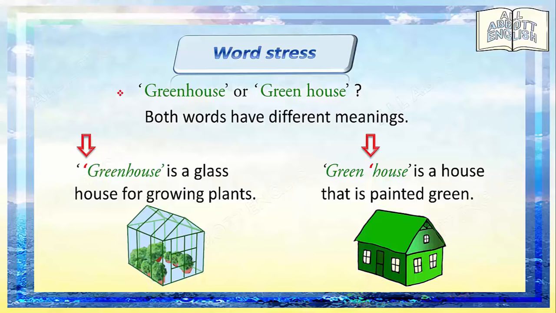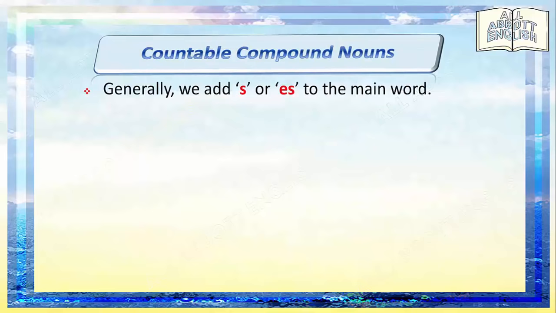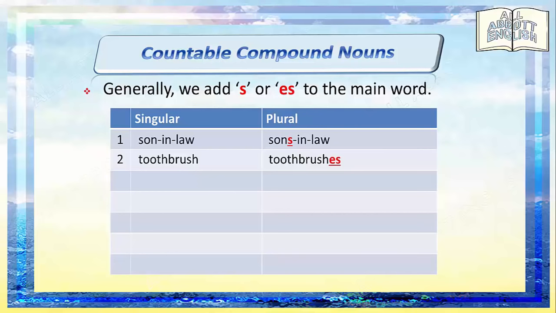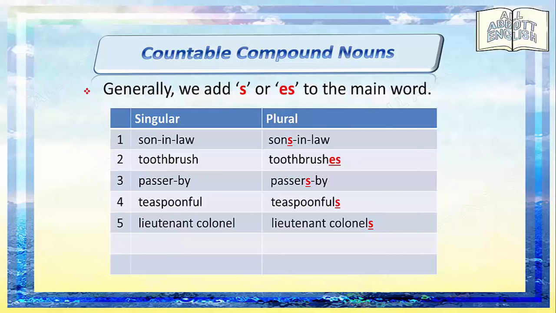Countable compound nouns. Generally, to form the plural forms of compound nouns, we add s or es to the main word. For example, son-in-law, sons-in-law; toothbrush, toothbrushes; passerby, passers-by; teaspoonful, teaspoonfuls; lieutenant colonel, lieutenant colonels; runner-up, runners-up; bystander, bystanders.